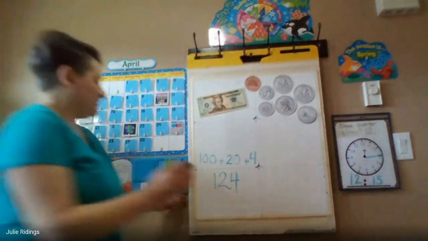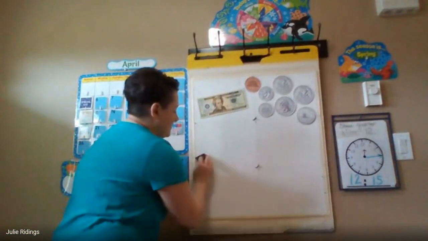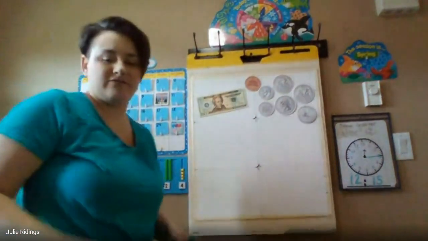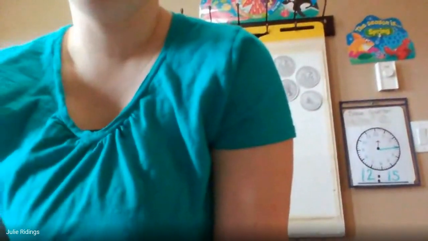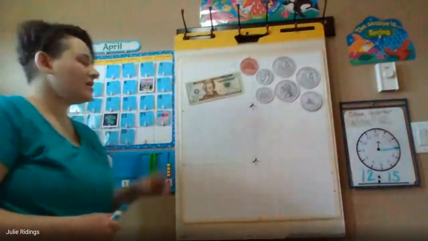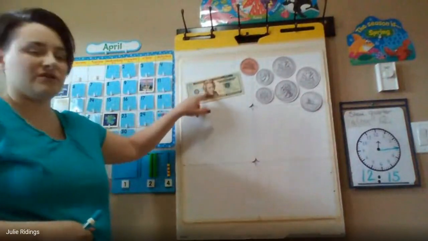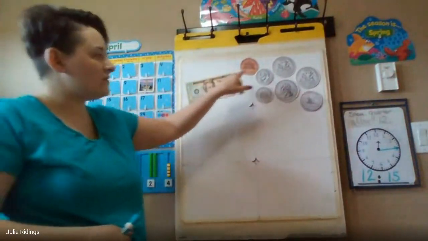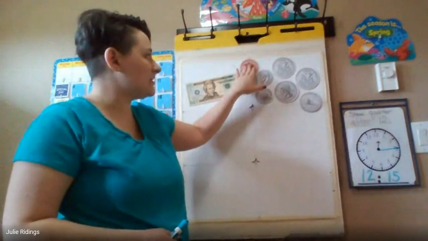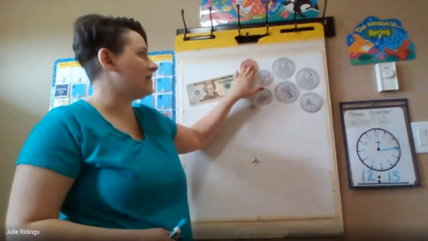Let me erase our expanded form. All right, here we go. So I want to count this amount of money. Let me move you even closer. Oops, there goes my battery charger. Okay, right here I have a $20 bill, and over here I have coins. What kind of coins? Well, I know that one right there.